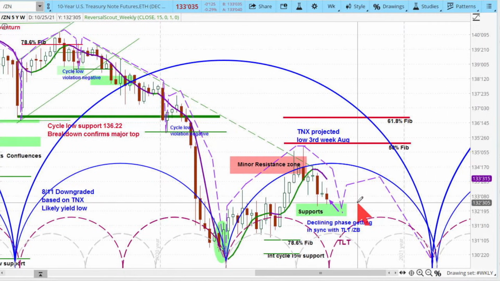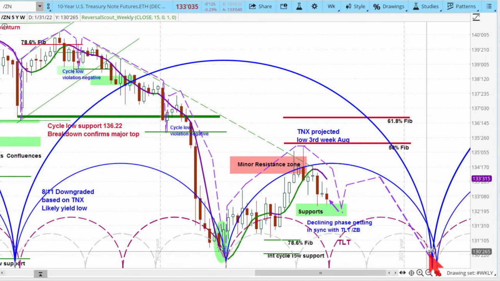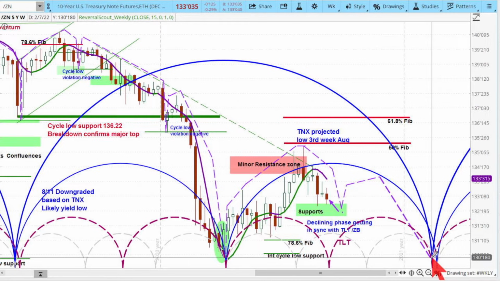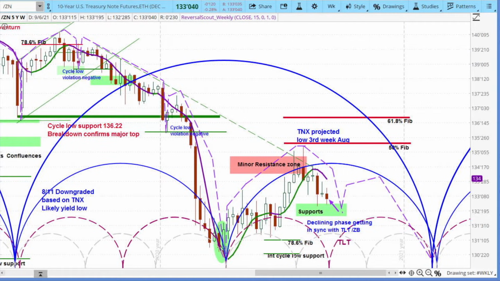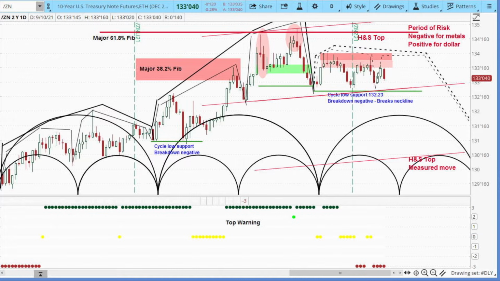So we think that there is a big decline here in the treasuries, a big increase in yields, and that coincides with that upward spike that we're looking at in the TNX, or the 10-year yields. Let's advance this now to the daily chart. Look at the head and shoulders top forming in there. This is the resistance level.